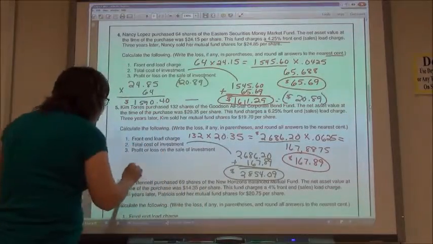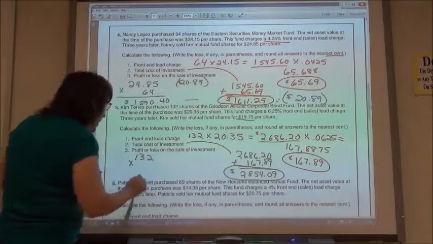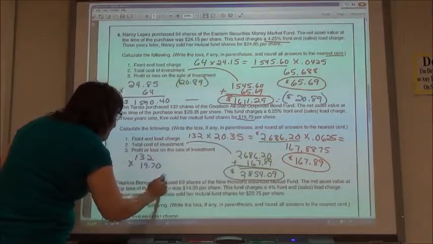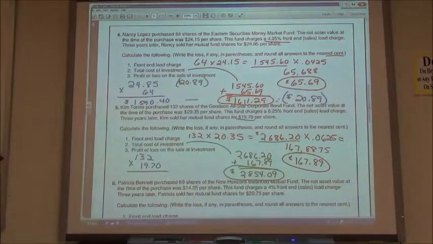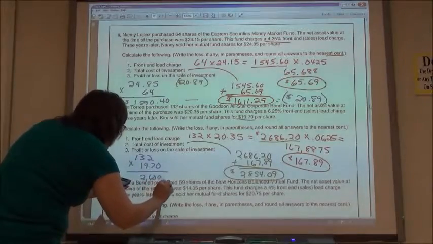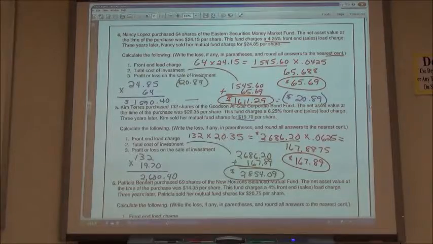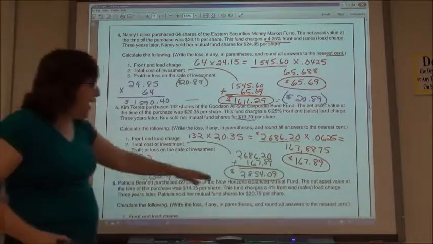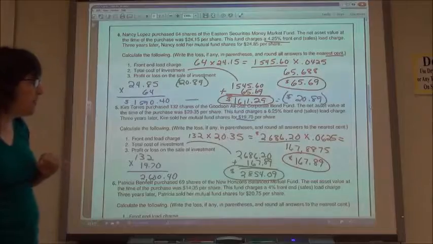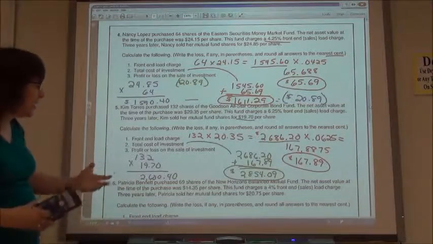She has 132 shares. She sold them for $19.70 per share. So if I take 132 times $19.70, it means she sold them for $2,600.40. It wants to know what is the profit or loss. So she paid $2,854.09, but she sold them for $2,640. She's going to lose money.